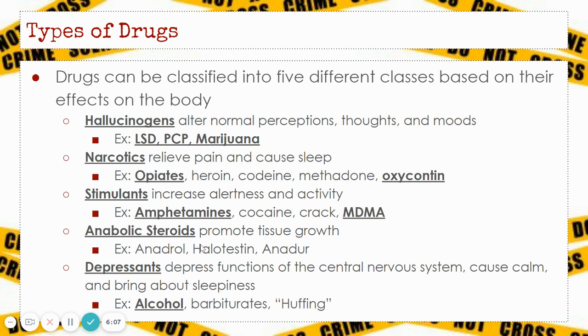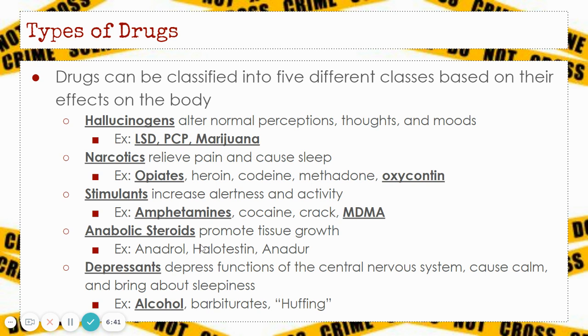All right, the second part of our toxicology unit is going to focus on drugs. Drugs can be classified into 5 different classes based on their effects on the body. The first class is hallucinogens. Hallucinogens alter normal perceptions, thoughts, and moods, and make people see things and feel things that aren't actually there. Some examples of hallucinogenic drugs are LSD, PCP, and marijuana is classified as a hallucinogen. A lot of students don't realize that, but it is classified as a hallucinogen.